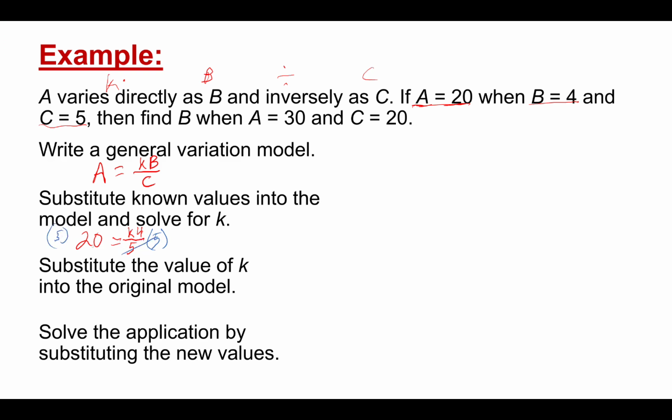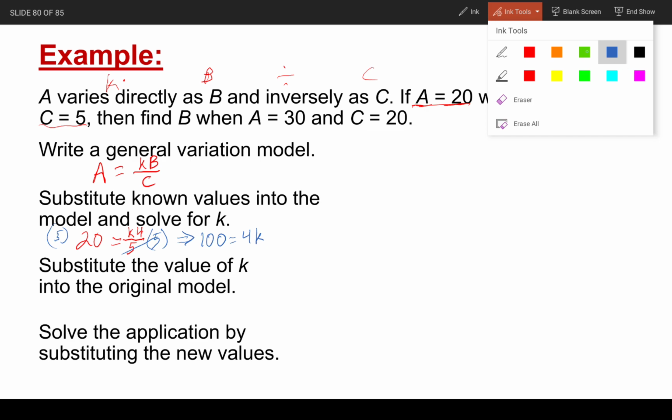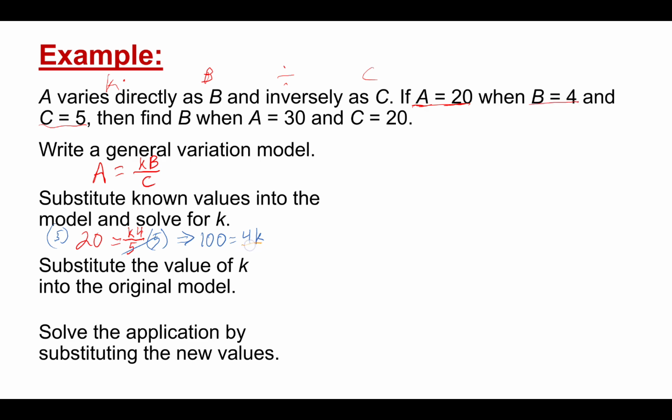That'll filter that off. And then I end up with 5 times 20 is 100 is equal to 4K. So then I'm going to divide by 4. I guess it really doesn't matter, but let's just do that. So we're going to divide it by 4, divide it by 4. So this means that K is equal to 25.